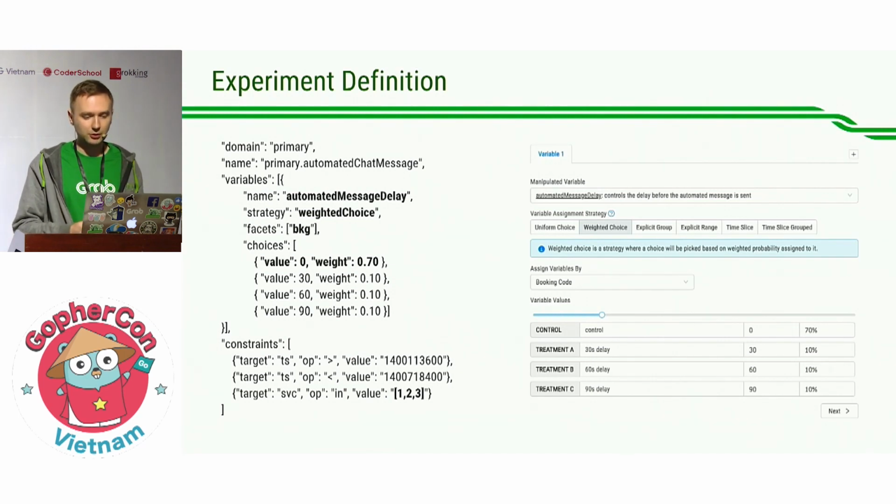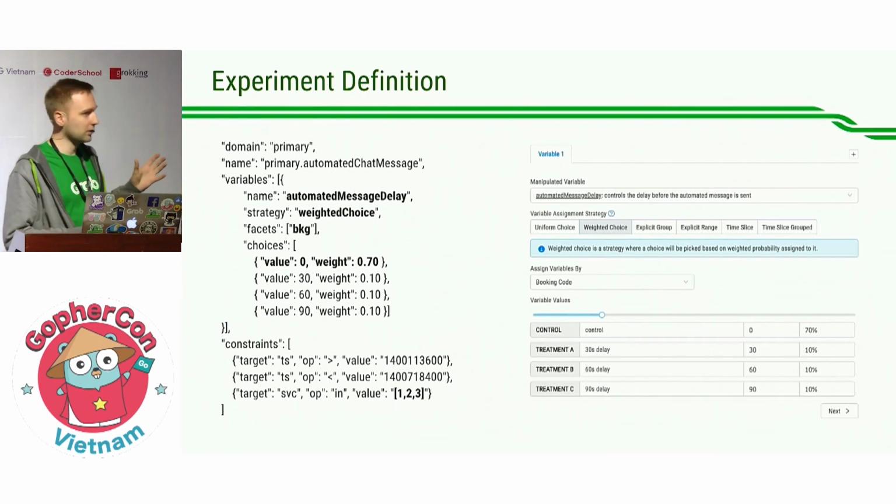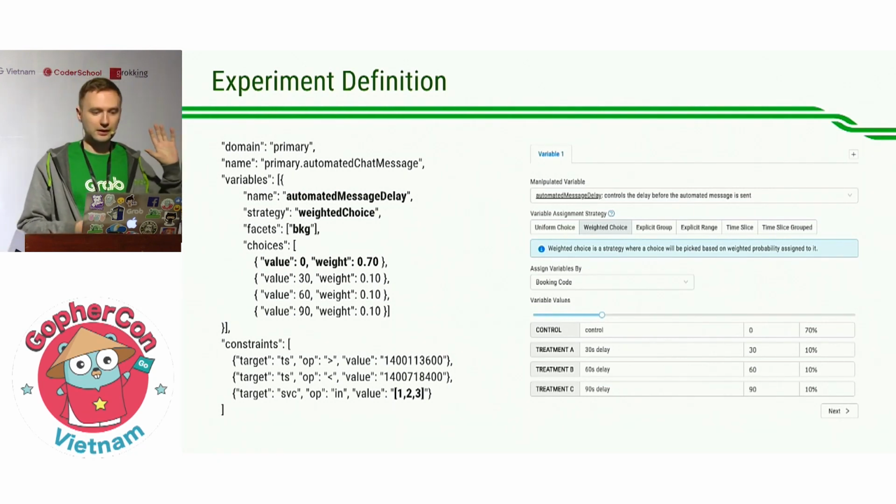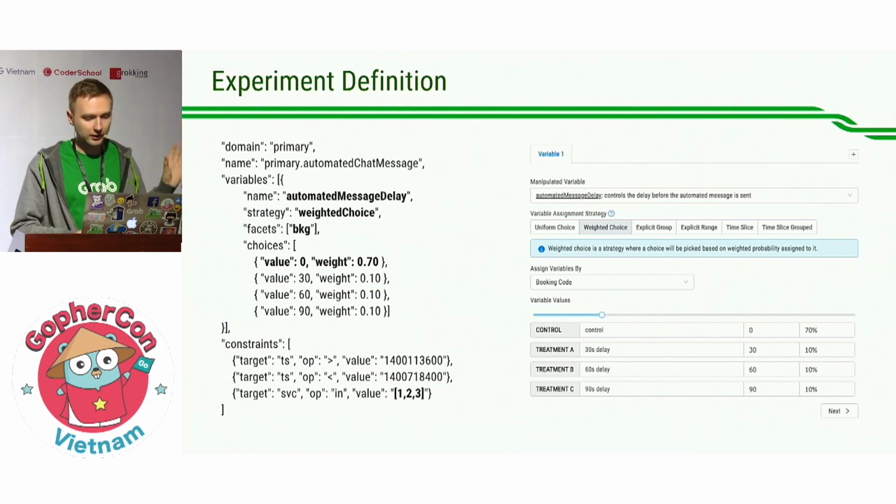And being completely deterministic. So the first thing we did was create an experiment definition, which you can think of as just a JSON file. It denotes what you're trying to change, how you're trying to change it, and what target population you want to target for this experiment. In this case, we have a variable. A variable is something you want to change, like this delay, how many seconds. That is something you actually can change.